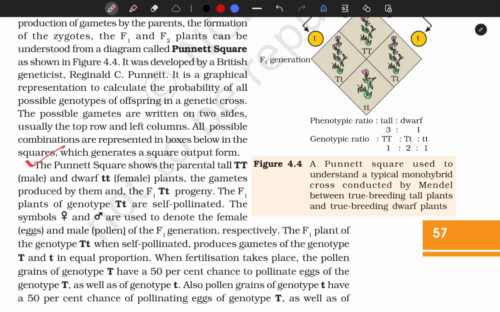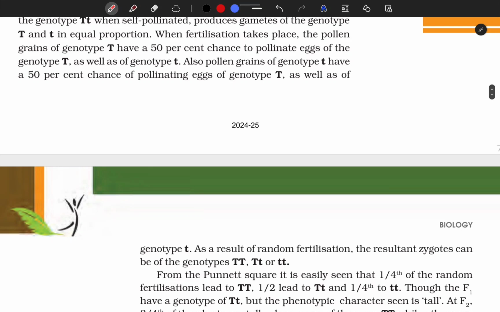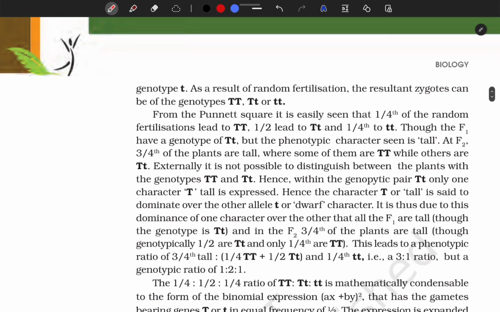The F1 plant of the genotype Tt when self-pollinated produces gametes of the genotype T and t in equal proportion. When fertilization takes place, the pollen grains of genotype T have a 50% chance to pollinate eggs of the genotype T as well as of genotype t. Also, pollen grains of genotype t have a 50% chance of pollinating eggs of genotype T as well as of genotype t. As a result of random fertilization, the resultant zygote can be genotypes TT, Tt or tt.